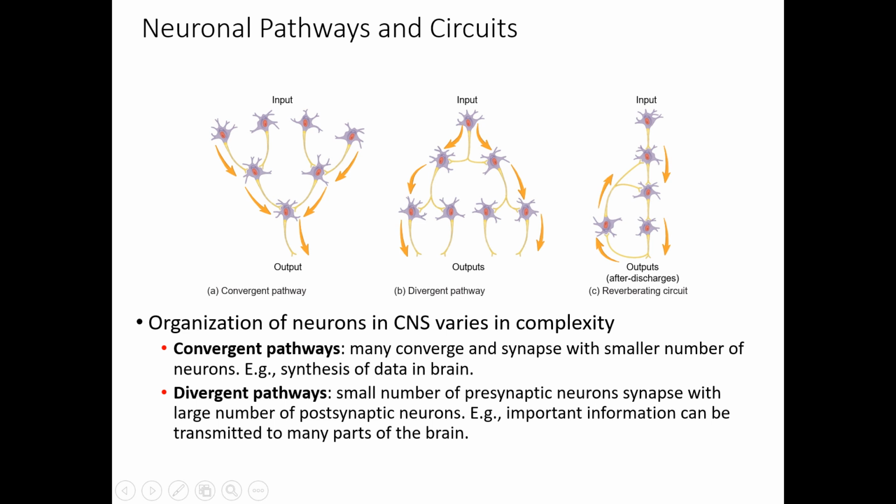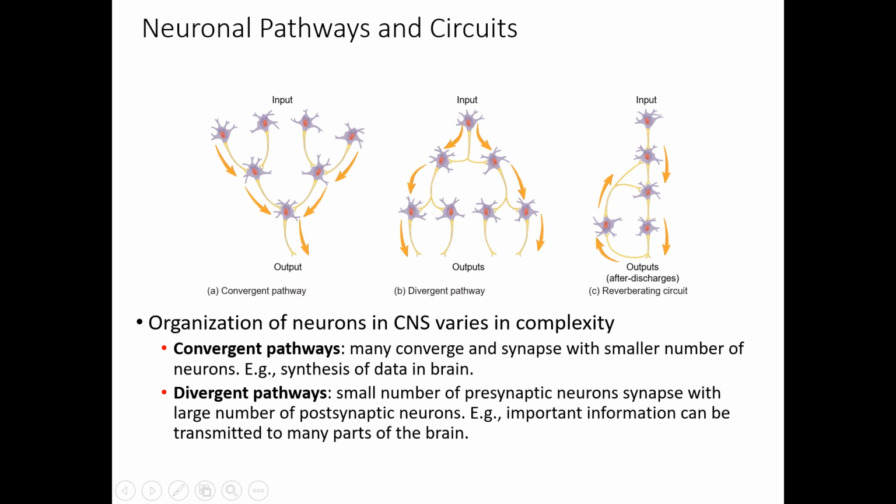Sometimes our brain, for example, needs to collect information from all over the body to know how the body is feeling, what's the body temperature in different parts. So neurons through their synapses merge, and those neurons merge again, and that is called convergent pathways. Many neurons converge and synapse with each other, finally producing a smaller number of neurons going to the brain.